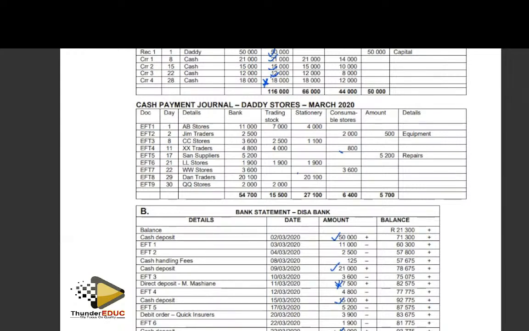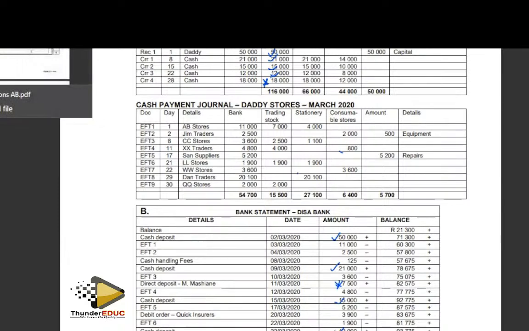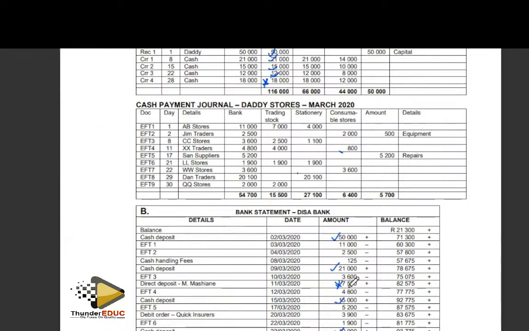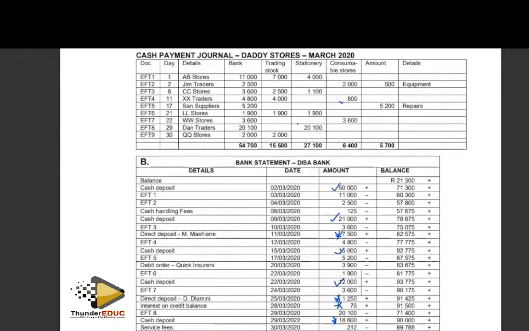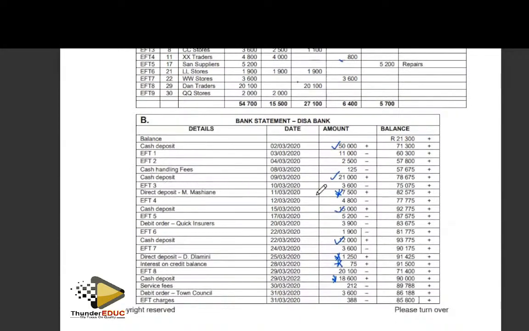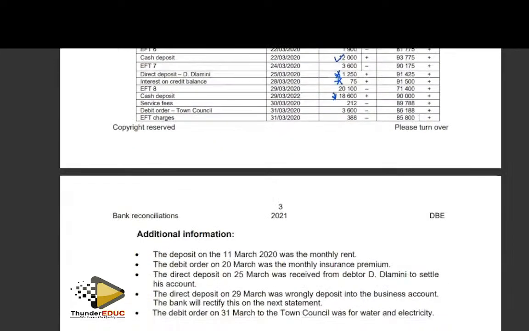Let's come here. I'm going to go to the cash receipts journal and start recording these items. But as I record them, I have to look for the additional information, okay? Now, the additional information talks about 7,500. Let's go there. I saw it.